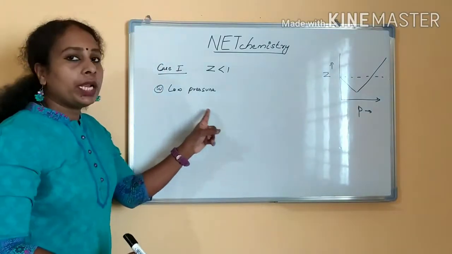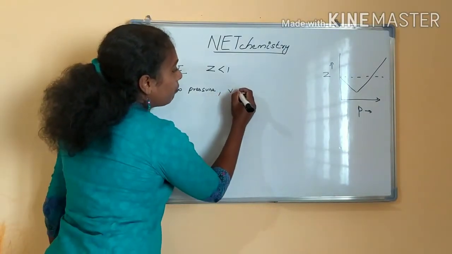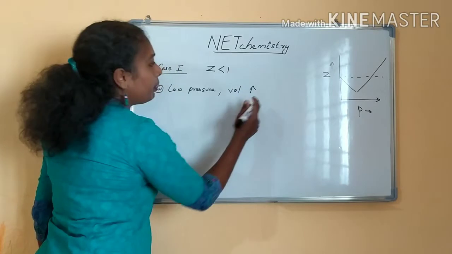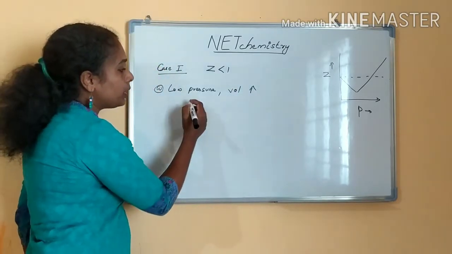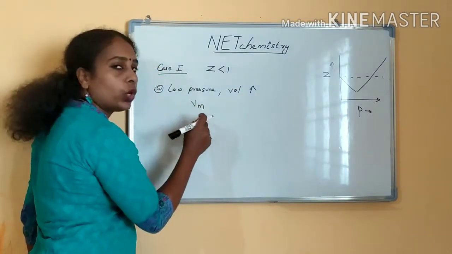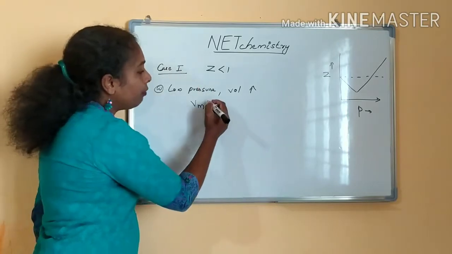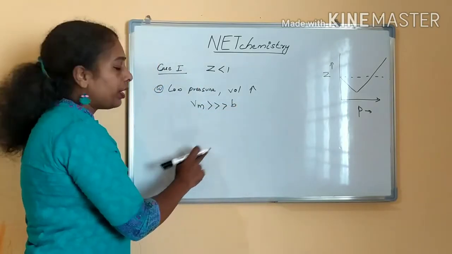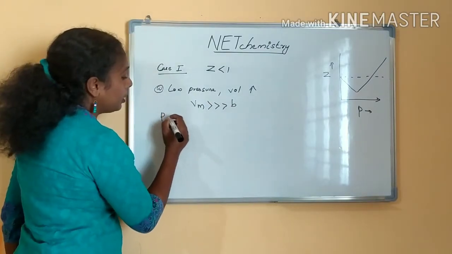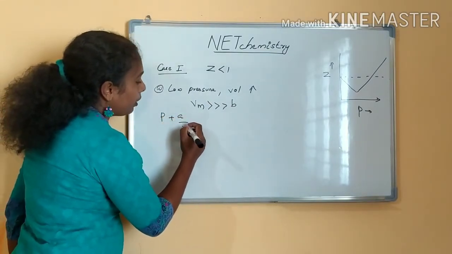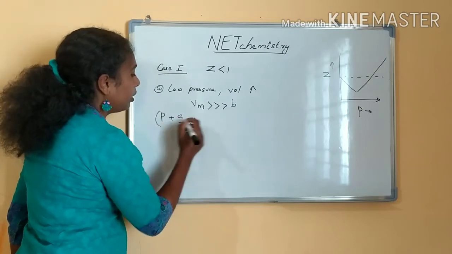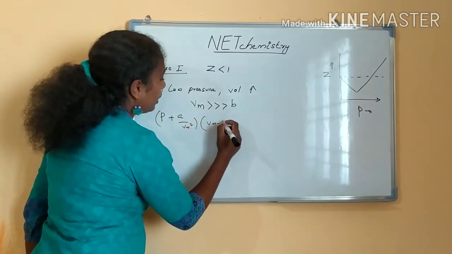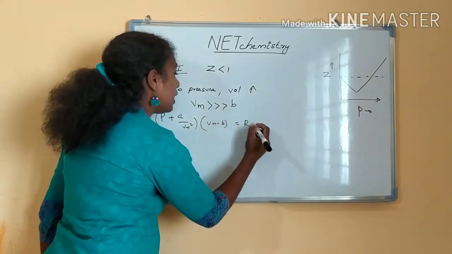So what will happen? At low pressure volume will be very high, right? Volume increases, volume will be very high, means Vm. What is Vm? You know, V by n. Vm is very much greater than B. Okay, what is the equation you have seen? P plus a by Vm square, into Vm minus b, equal to RT, right?